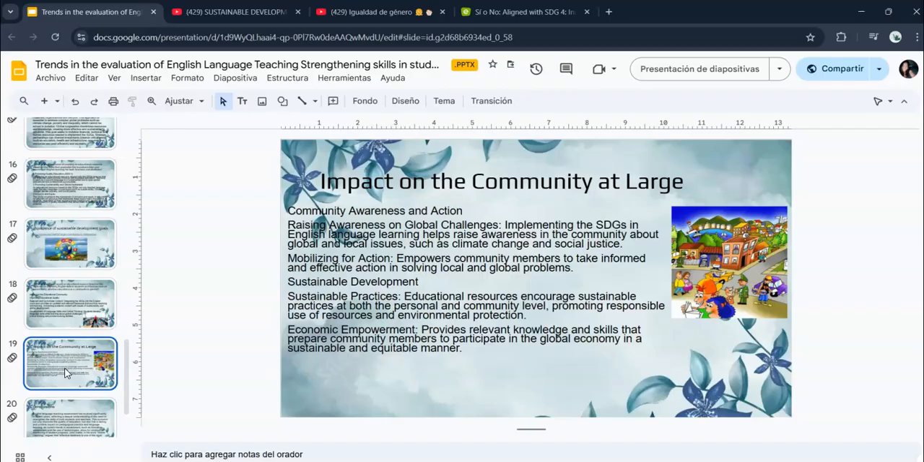So this is an important impact that we believe our digital resource has for every person who uses it. I mean students, adolescents, adults, and teachers in training. The process includes community awareness and action and sustainable development: sustainable practice, economic empowerment, raising awareness of global challenges, and mobilizing for action.